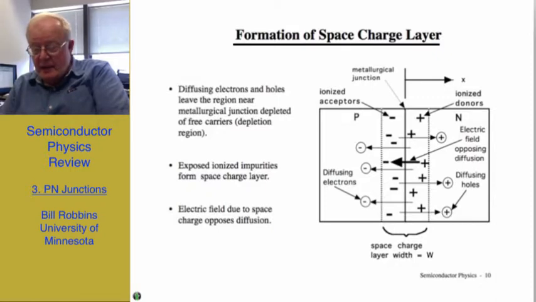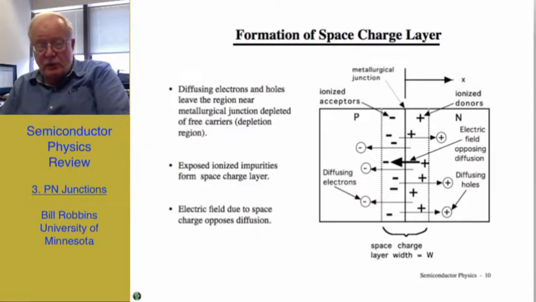So naturally, electrons are going to tend to diffuse from the n-type side to the p-type side. Similarly, there are many more holes here on the p-type side adjacent to the metallurgical junction, and they're going to tend to diffuse to the n-type side where there are far fewer holes. Well, as that happens, we're going to uncover the ionized impurities.